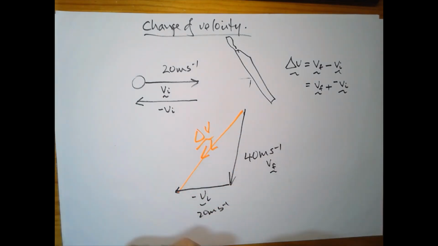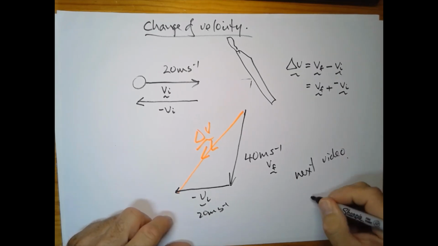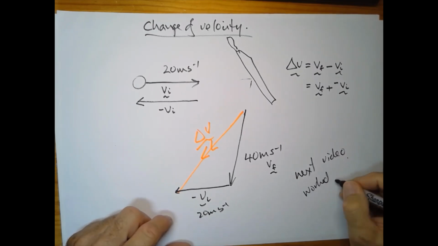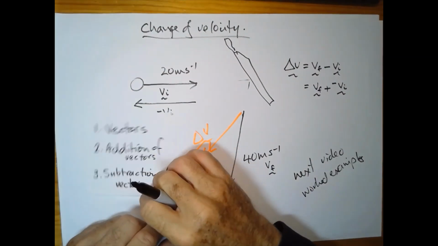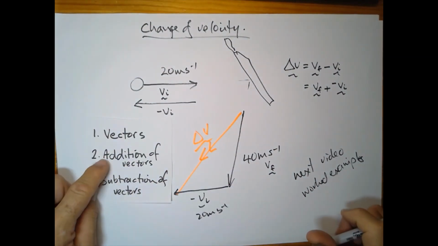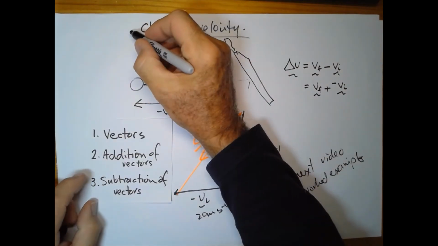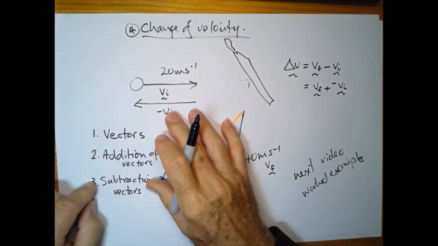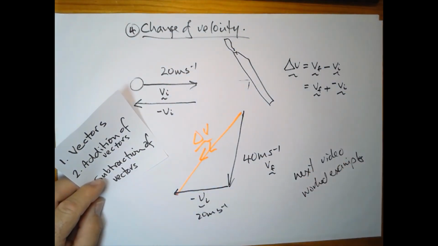Now the next video we're going to look at worked examples, some specific worked examples from what we've been looking at today, looking at our vectors, addition of vectors, subtraction of vectors, and then finally we were just looking at changes in vectors, change of velocity, change of force, etc. So that's it. See you later.